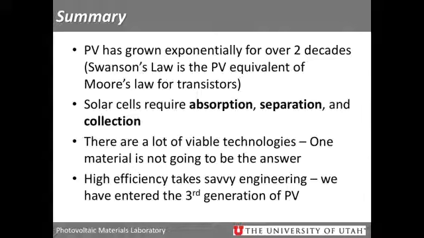So solar cells require 3 primary events. That's absorption of light to generate an electron hole pair, a separation of that electron hole pair, and then collection of the electron. There are a lot of viable technologies that I've talked about. One material isn't going to be the answer to energy issues, and high efficiency takes really savvy engineering. We've kind of entered the 3rd generation of PV where advanced engineering processes are going to start pushing efficiencies higher and higher.